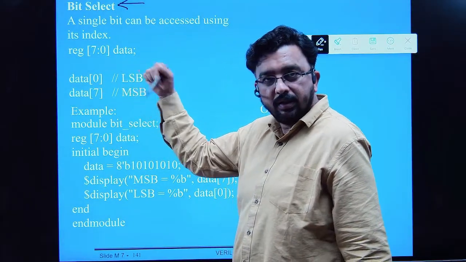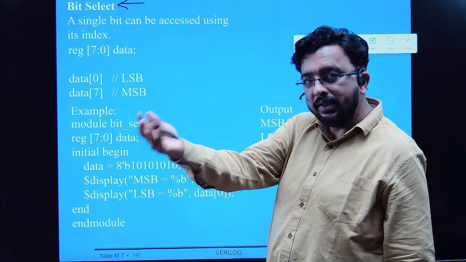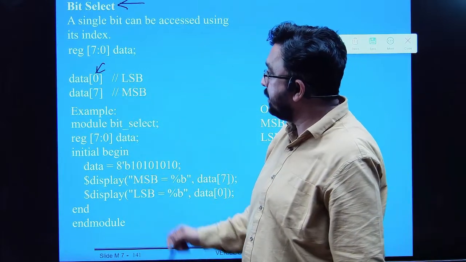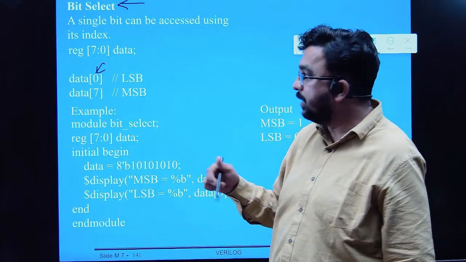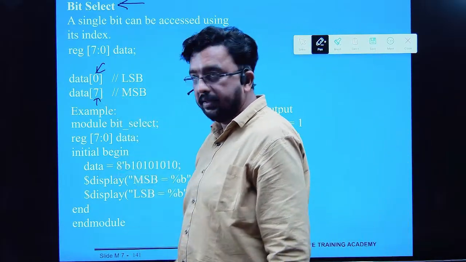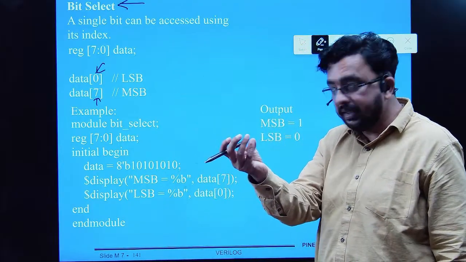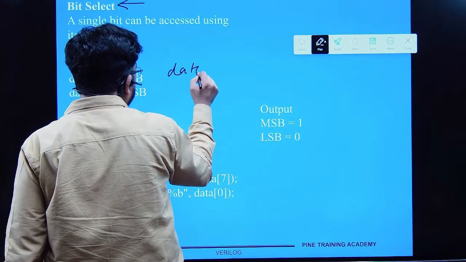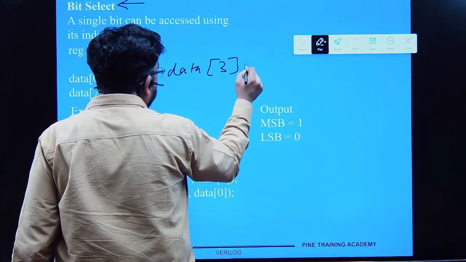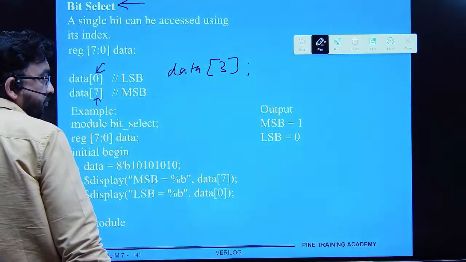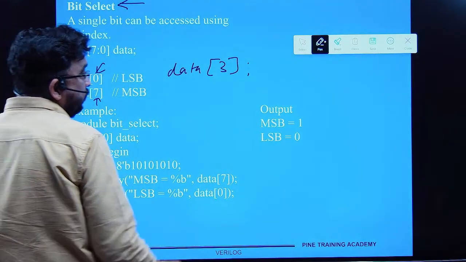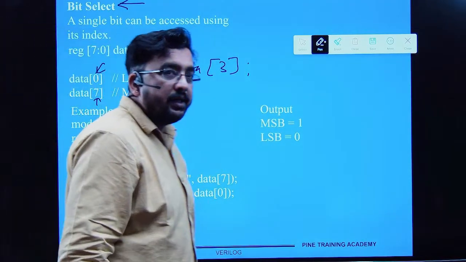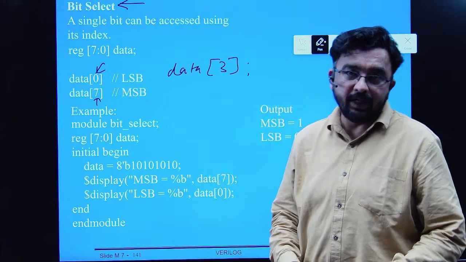Now let's see, for example, a single bit can be accessed using index data[7:0]. So out of this 8 bit, if I want to take the 0th bit, this is how we will take the 0th bit. And if I want to take the highest bit, this is how we take the highest bit. If I want to take a middle bit, it will look like this, data[3]. So this is also called a bit select. Make sure you use this square bracket, no curly bracket and no normal bracket.